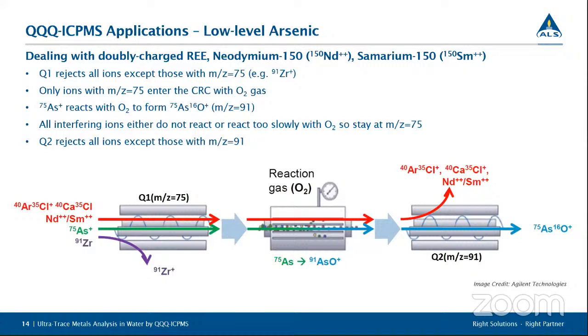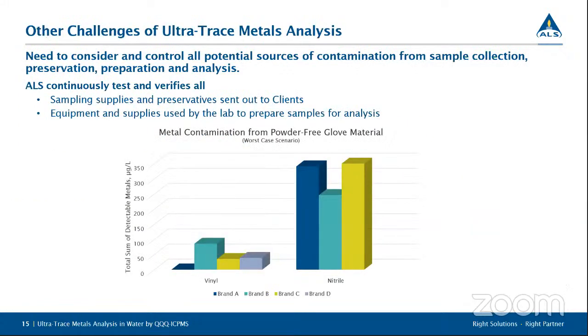This is only possible because Q1 has prevented any mass charged ions of 91 from entering the cell in the first place. So, for example, zirconium wouldn't react with the oxygen, so it would also be at mass 91 after the cell. So you need to prevent that from entering the cell in the first place. So that does it for our examples.